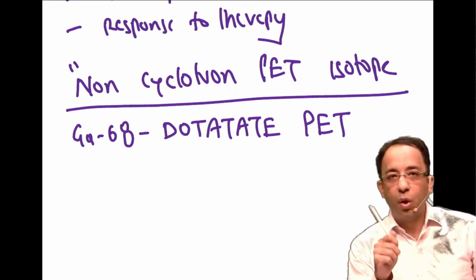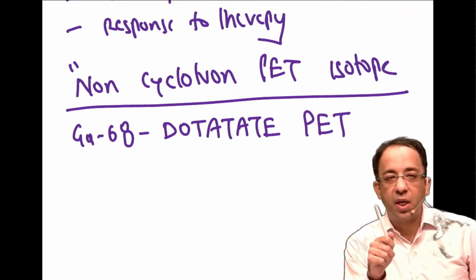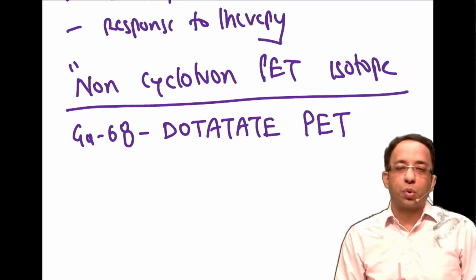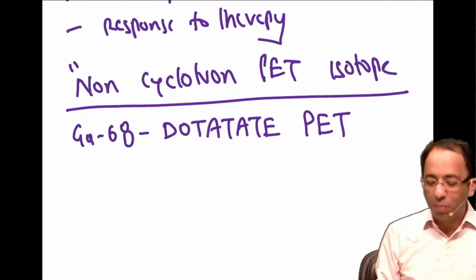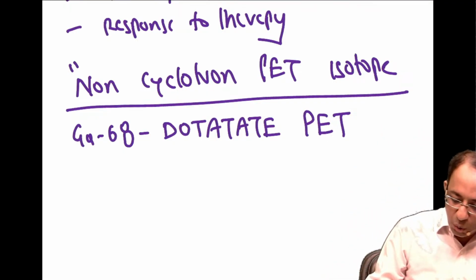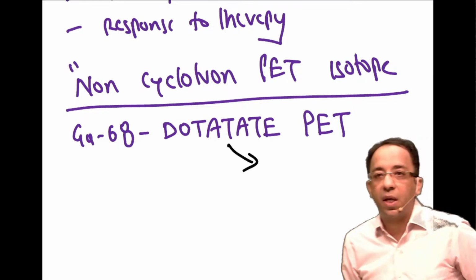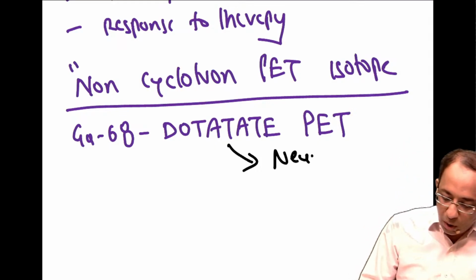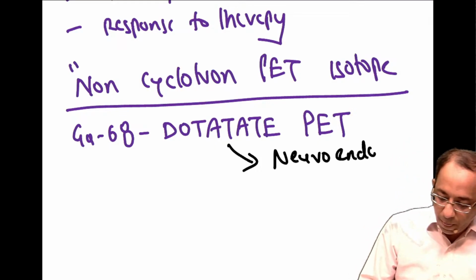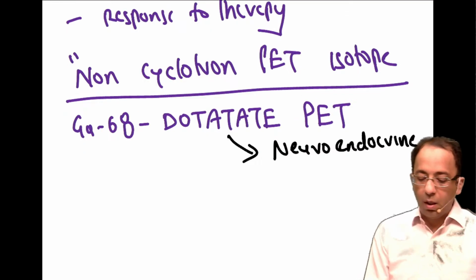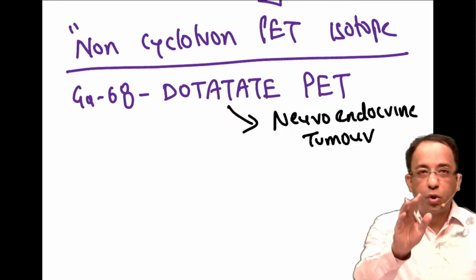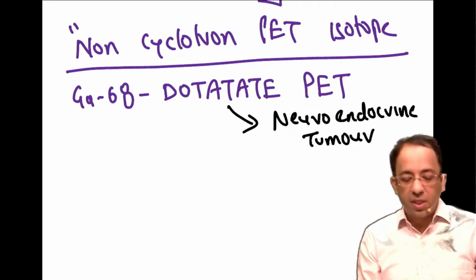If they say in your INICET paper gallium 68 DOTA-TAT PET, can you tell me why it is used, where it is used? If you tell me in the chat box, I'll be very happy. It is used for, remember I told you this in DVT also. Gallium 68 DOTA-TAT PET is used for neuroendocrine tumors.